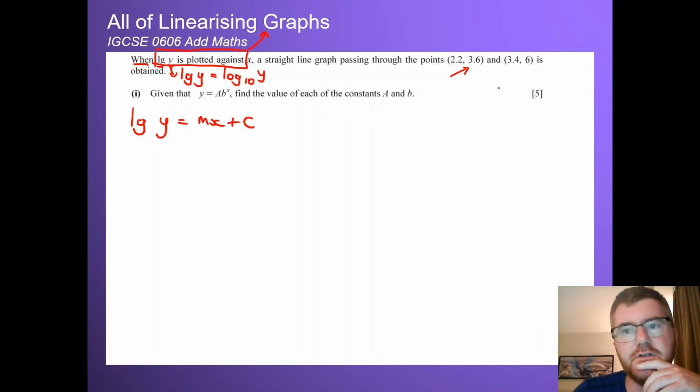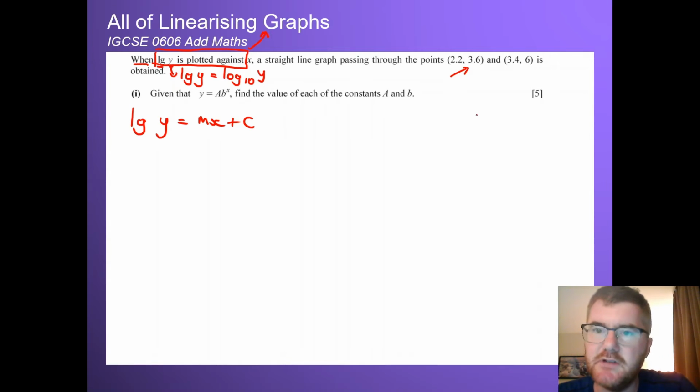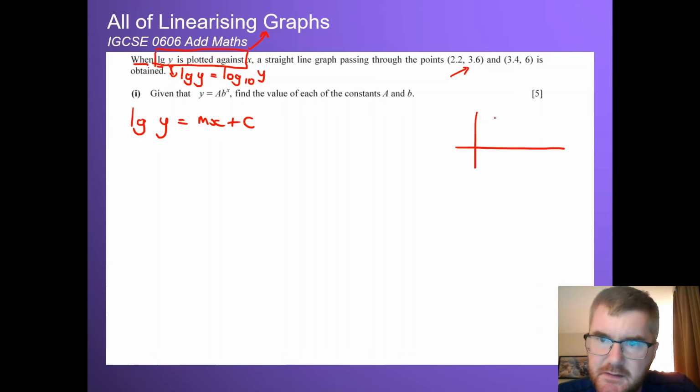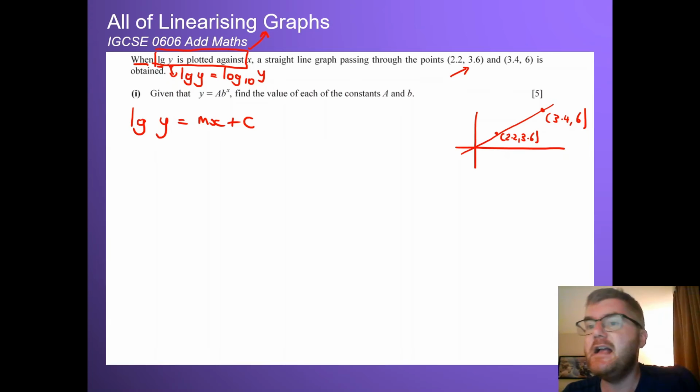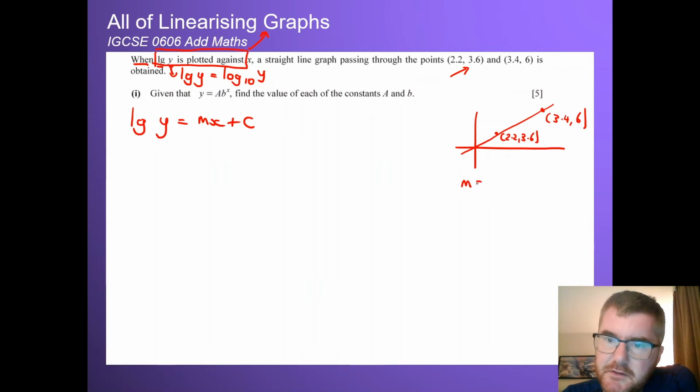In order to work this out, we can just do a little diagram to see what's going on. We've got (2.2, 3.6), something like this, and then somewhere up here this is going to go through the y-axis, and then we have (3.4, 6). The first thing we do is normal coordinate geometry: work out the equation of this line normally. So first the gradient: y2 minus y1, so 6 minus 3.6, divided by 3.4 minus 2.2.